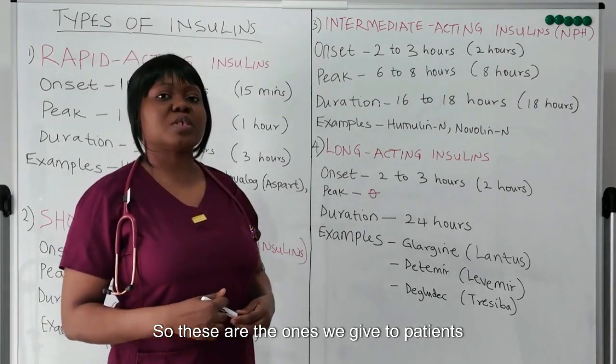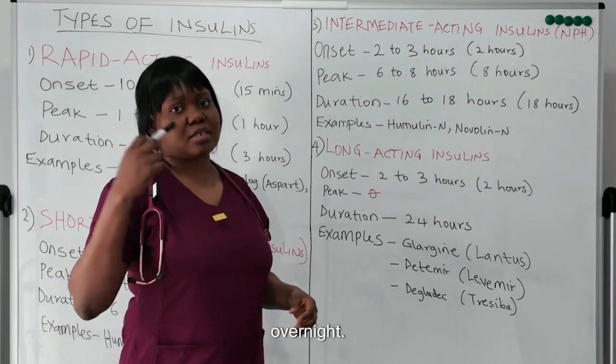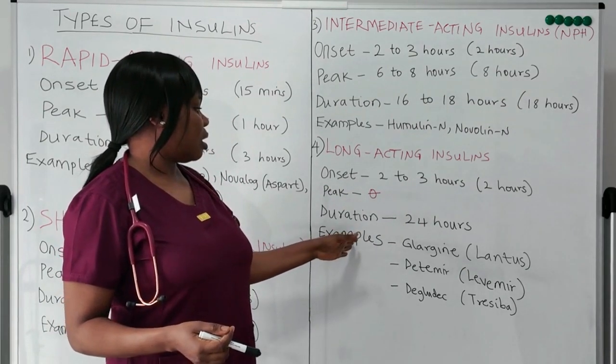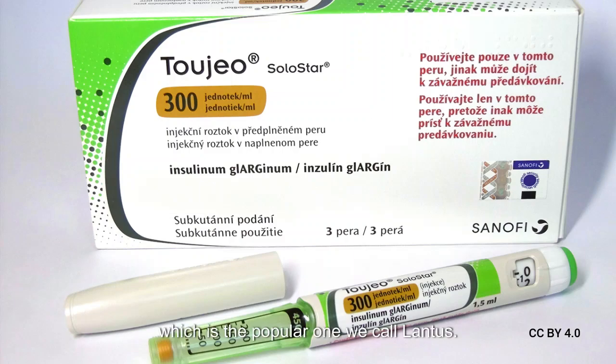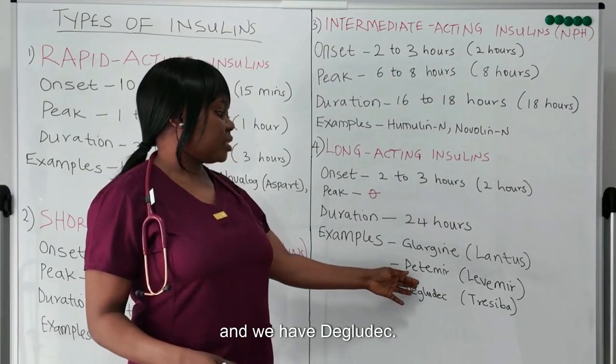So these are the ones we give to patients overnight. Examples include Glargine, which is the popular one we call Lantus. We have Detemir, and we have Degludec.